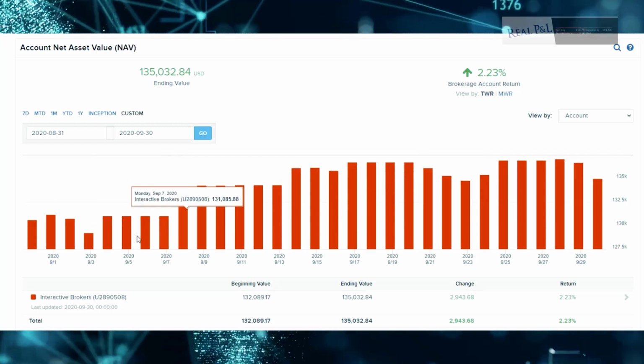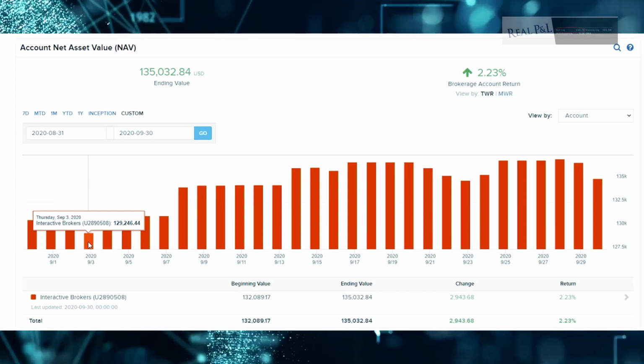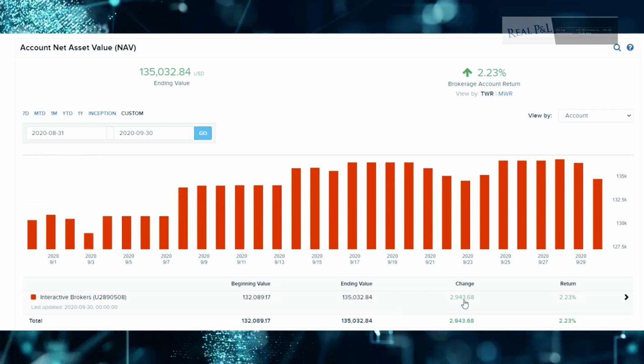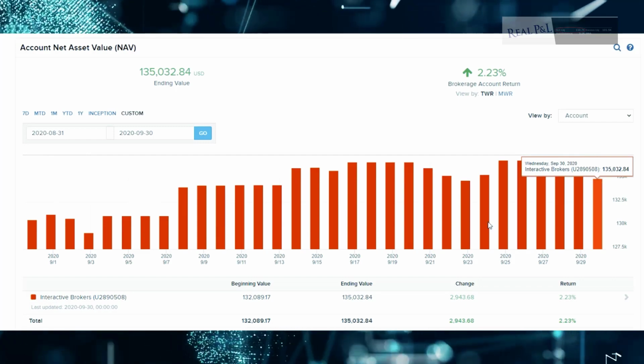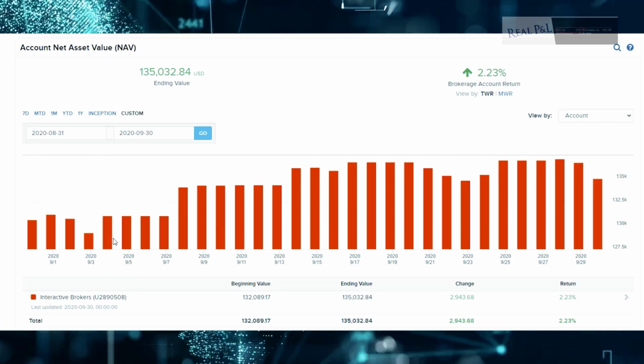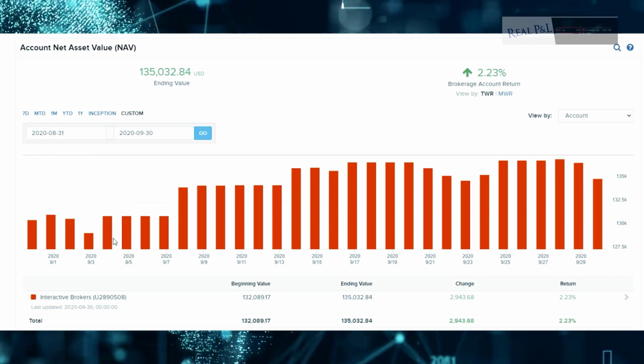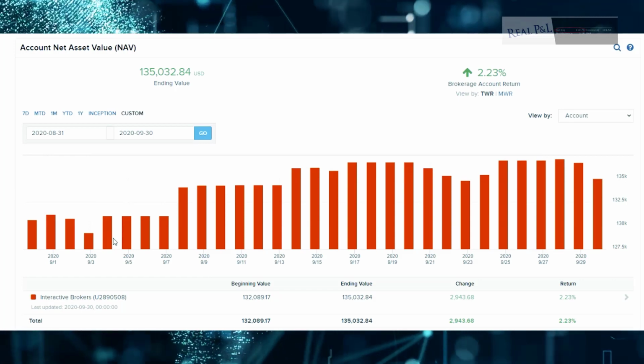And again, you see we only went down by $800, but we ended up going up by close to $4,000 or a little bit more, with a drawdown of only $800. So the risk adjusted returns are fantastic, especially for this type of market.